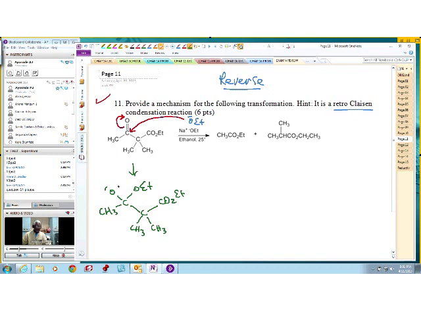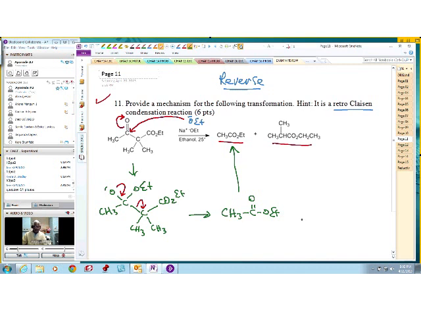Now what happens? We are going to reform the carbonyl, since they are telling us this is a reverse Claisen condensation. Once we reverse this, instead of losing the ethoxide, we lose the carbon: the carbon-carbon bond will break. Keep in mind, you form this product and this product. That is what they are telling us. So once you do that, what do we get? We get this, and that is this here.